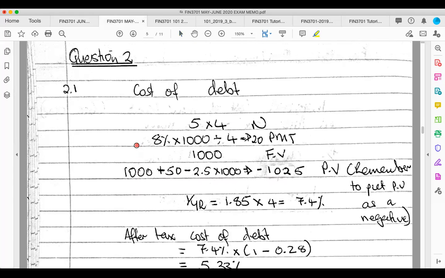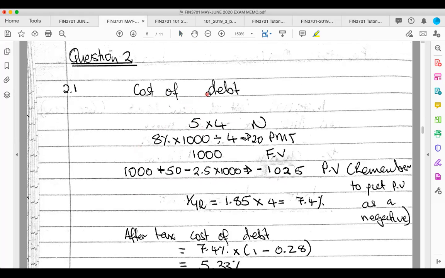Okay. Now for the cost of debt, remember you need to use your financial calculator to calculate the yield to maturity. Always make sure your financial calculator is on the right settings, 1 P/YR if you use the HP calculator. Be careful with that. Because we're dealing with quarterly payments, we say 5 years times 4 and then press N. Our coupon payment is the 8% coupon rate times the par value divided by 4, giving us 20 as the PMT. The par value is 1,000, that's the future value.